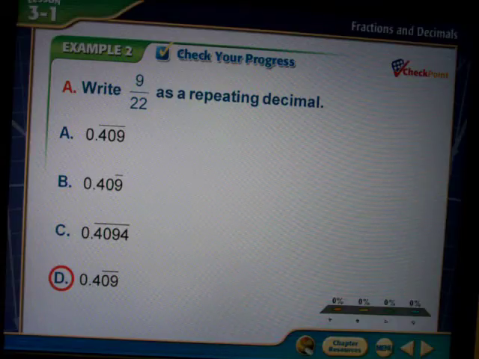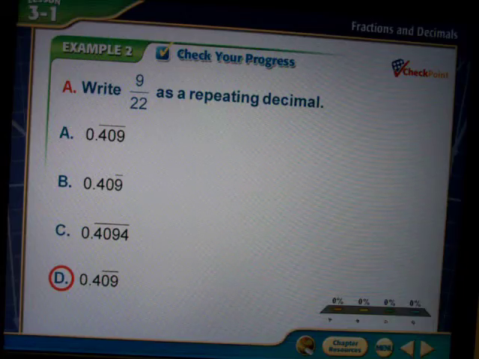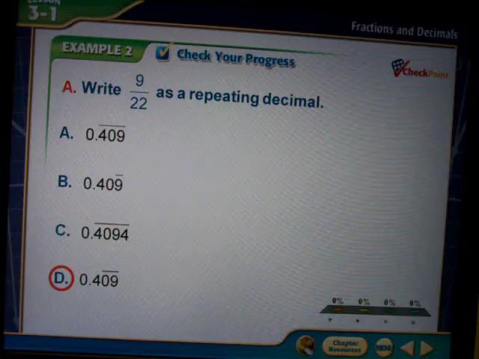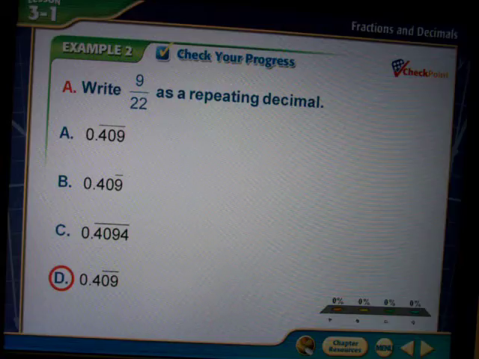Notice the difference between A and D. In A, the bar notation goes over the 4, but when you divide it out, it does not go 409, 409, 409. It just goes 409, 09, 09, 09. So the bar notation is just over the 0 and the 9. When you write your answers, it's going to be really important that you pay attention to how far that bar goes, and it only goes over the numbers that repeat.